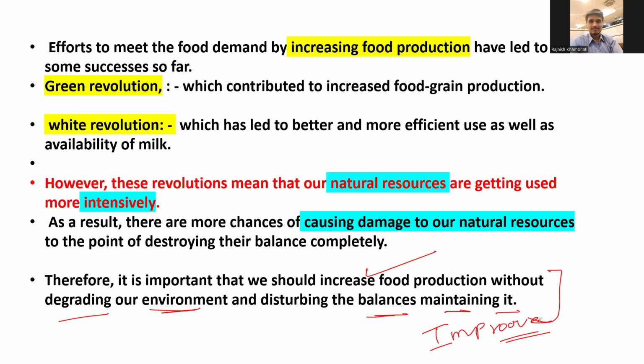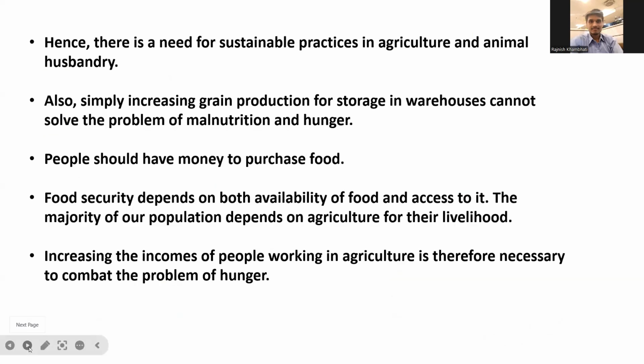That's the reason we need some improvement in the food resources. Clear? I hope that you're getting this. Hence, there is a need of sustainable practice. Sustainable means you can use the natural resources, but you should not waste them. And that is known as sustainable practices in agriculture and animal husbandry.